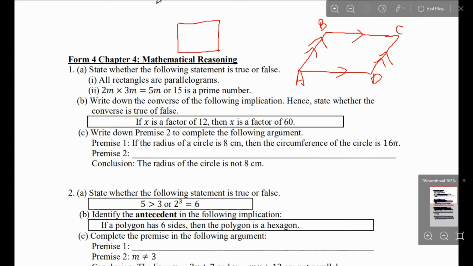So is rectangle a parallelogram? So for rectangle, these two lines, the opposite lines are parallel. And also, this together with this, they are parallel also. So rectangles are parallelograms. So this is true.